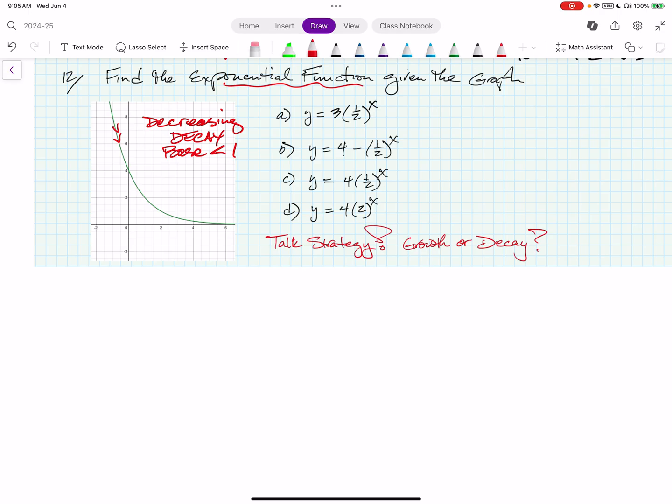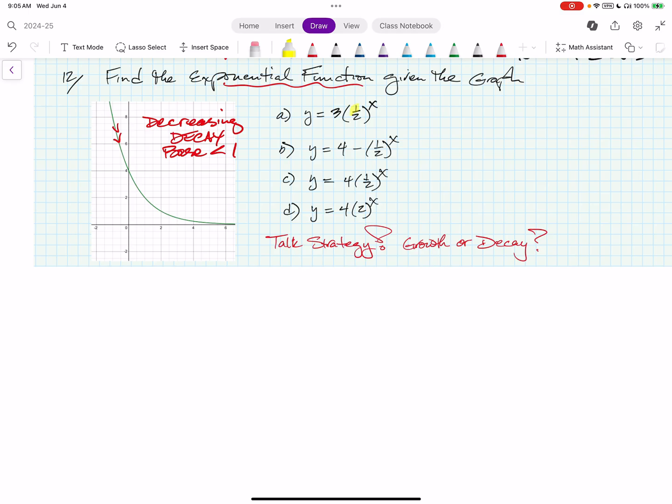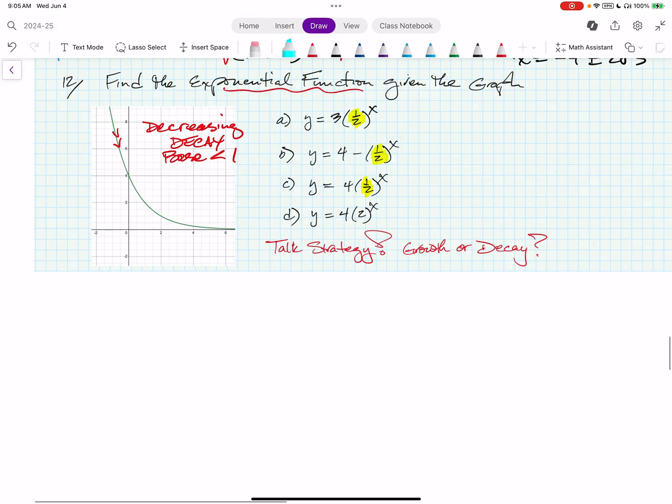So right away, if you look at the bases on all of these functions here, there are 4 possible functions. The base on the first one is 1/2, the second one's 1/2, the third one's 1/2, and then guess what? This last one here, the base is 2. So you want to think wisely here. Right away, you could rule this one out. This is growth. So you rule this one out. And the question is, which of the other ones does this represent?